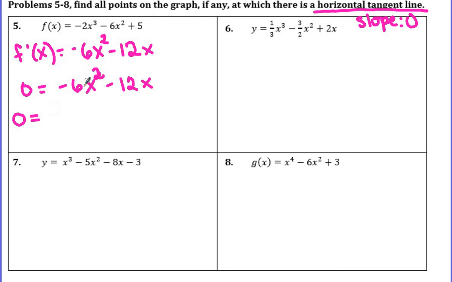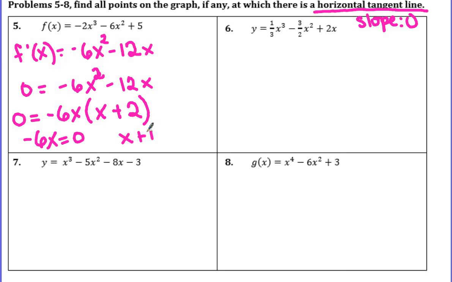So the easiest way to do that is I'm going to just factor out a negative 6x from both because they both have that in common. That just leaves me with an x because negative 6x times x gives you negative 6x squared. This is actually going to be a plus 2 because negative 6x times a positive 2 is how I get back to my 12x. And so when you set both of those equal to 0, and you solve, you get x is equal to 0 and x is equal to negative 2.